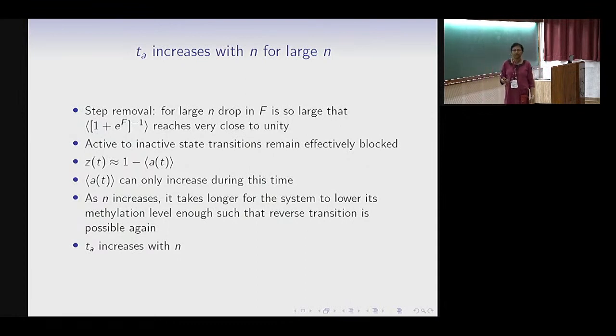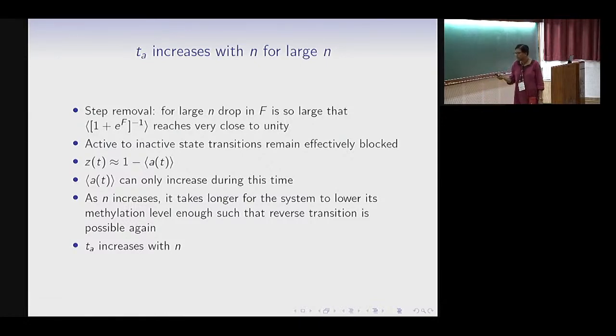For step removal, when you have large n, then the drop in F is so large because you have suddenly changed the attractant level. The drop in F is so large that this F becomes a large negative number. Then e to the F you can almost neglect. So therefore, this quantity becomes very close to unity. This means that active to inactive transitions are effectively blocked.